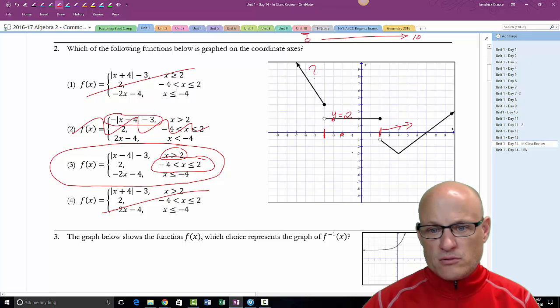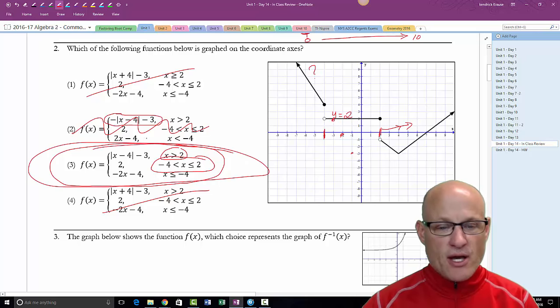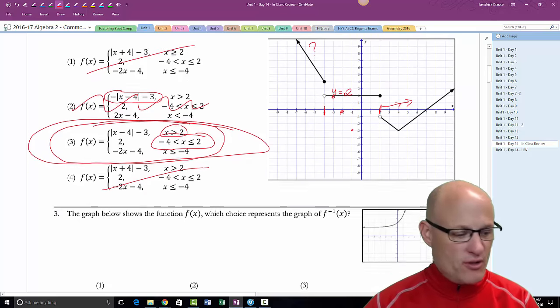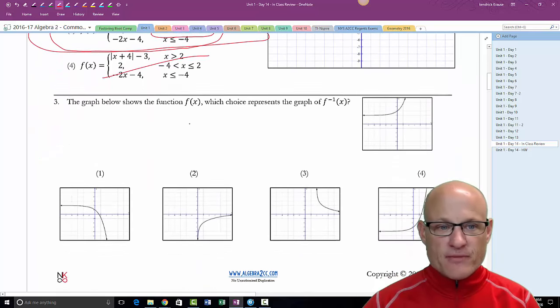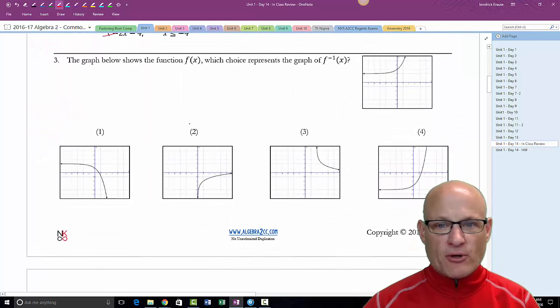And it looks like I screwed up somewhere. But yeah, it looks like that's the right one right there. There she is, kids. My hero. All right. And let's see about this one.